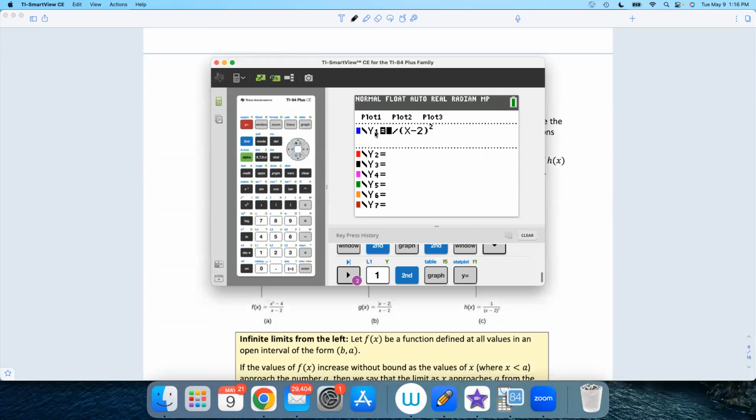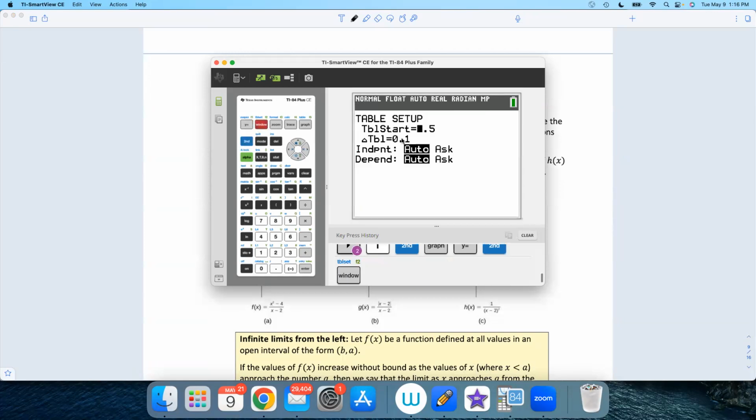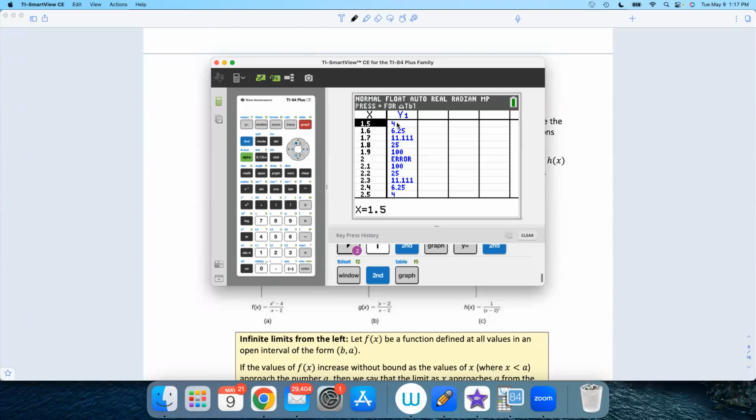So I have the function 1 over x minus 2 squared here in my calculator. I've set my table up starting at 1.5, and I'm going by 0.1s. And now if I do second table, I can see as I'm coming from below, getting closer and closer to x equals 2, my y values are getting bigger. And as I'm coming from the other direction, getting smaller, closer and closer to 2, the y values are getting bigger.